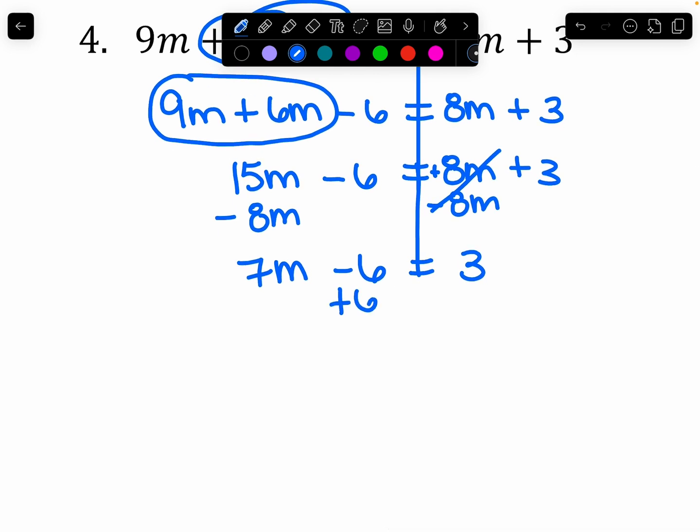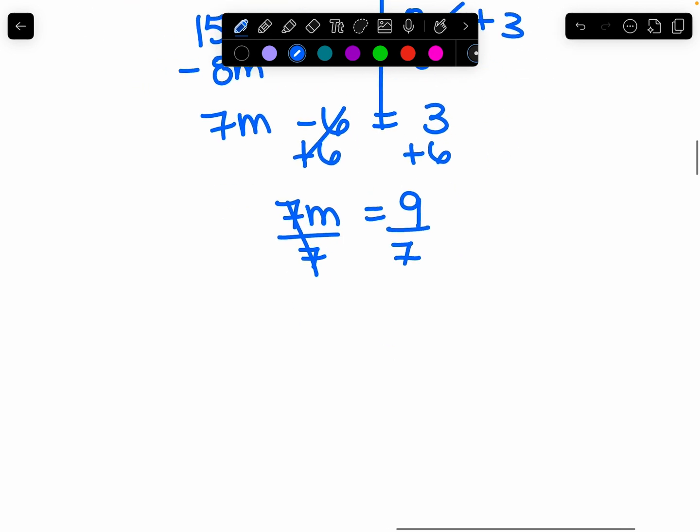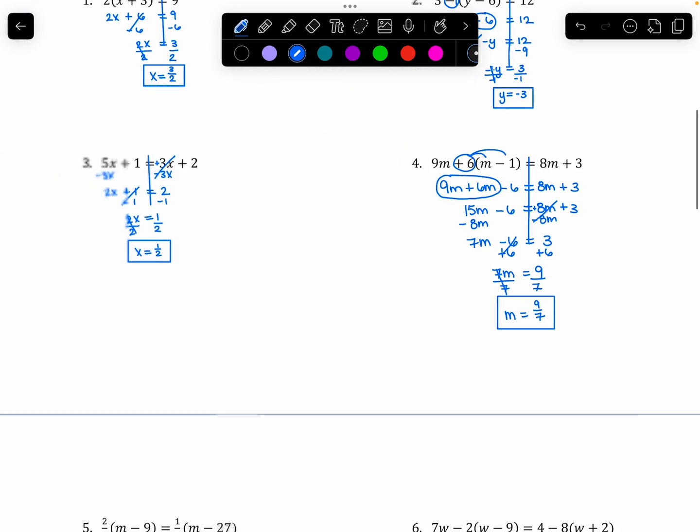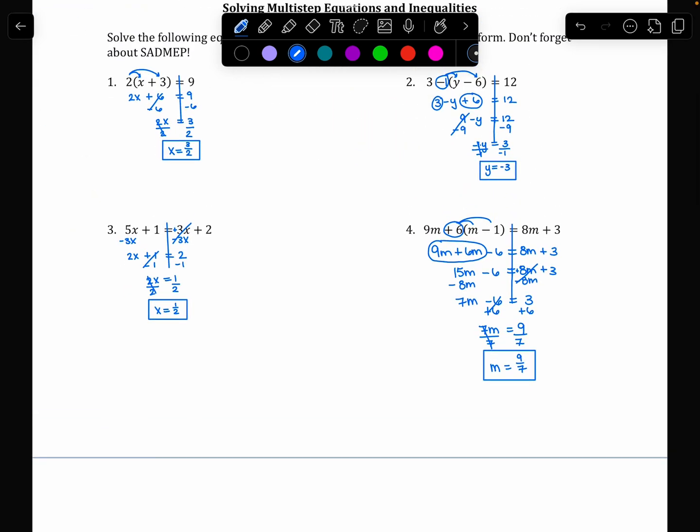From here, I'm going to add 6 to both sides. Oh my gosh. 7m equals 9. We will divide both sides by 7 to get m by itself, and I end up with m equaling 9 over 7. Now, I know that that's a gross number. You guys don't like looking at a number like that, but that is a simplified answer in exact form. And it's okay to have fractions. Just because you get a fraction doesn't mean your answer is wrong.